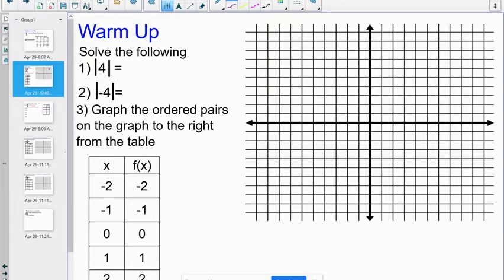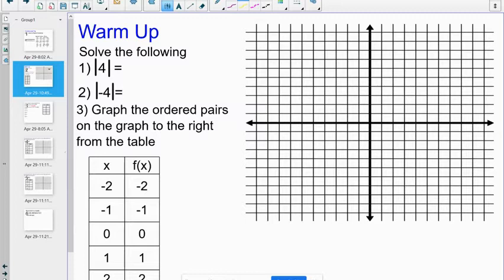Remember what these bars mean? Those bars on the outside of the 4, that means absolute value. And absolute value is that distance from 0. So this is that review. So absolute value is distance from 0. And so that's how you know it's always going to be positive, because a distance is always positive. So what is the absolute value of 4?